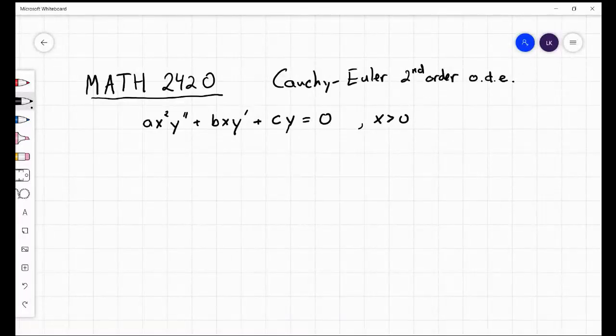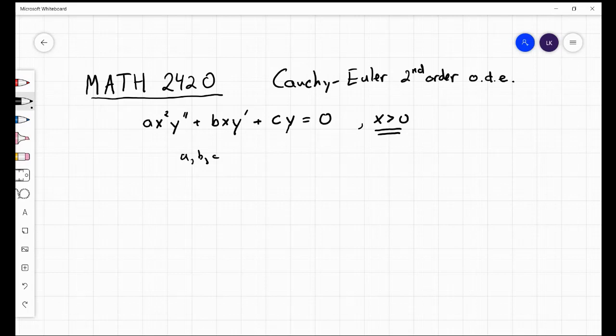Welcome. We'll look at the Cauchy-Euler second order differential equation. Here we have that a, b, and c are numbers, scalars. x is the independent variable. We're going to assume that x is positive. We could also assume x is negative, but we'll assume x is positive.